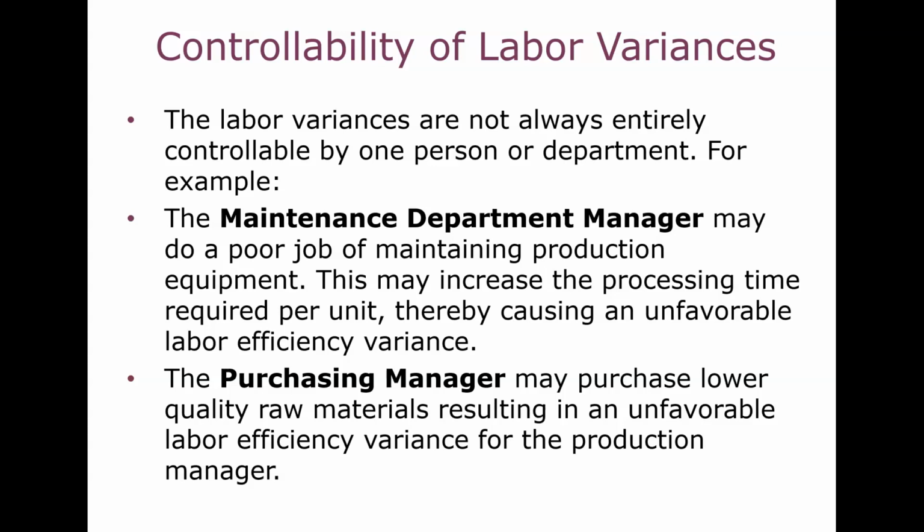However, this is an example of when any variance with the labor could be from another department. Maybe the maintenance department did a poor job maintaining the equipment, which then broke down often or didn't work right, and it took longer to make the products, which means more labor hours. Or the purchasing manager purchased lower quality material, which also ended up taking more time to complete, hence a higher labor variance.